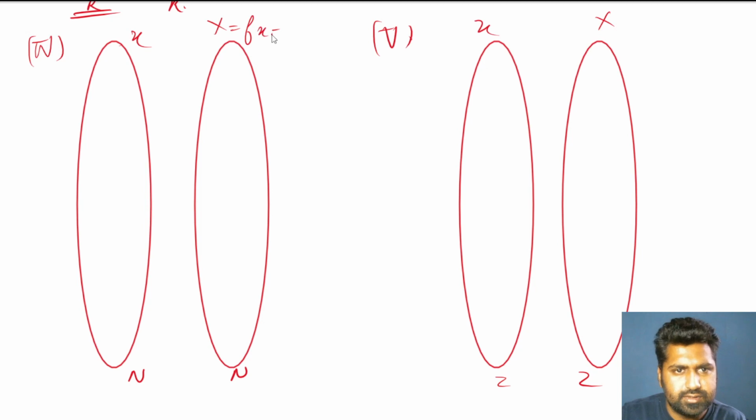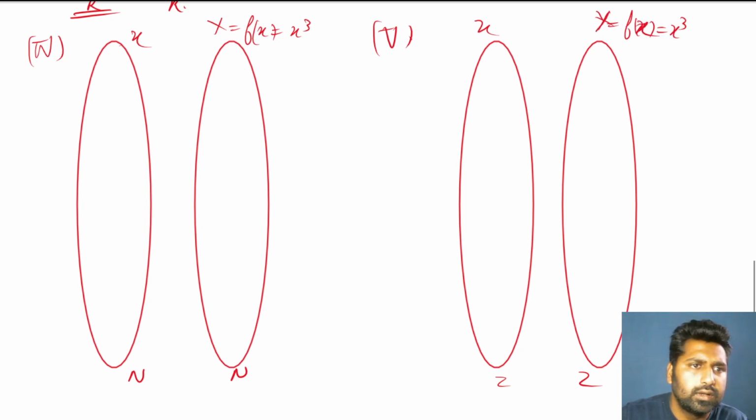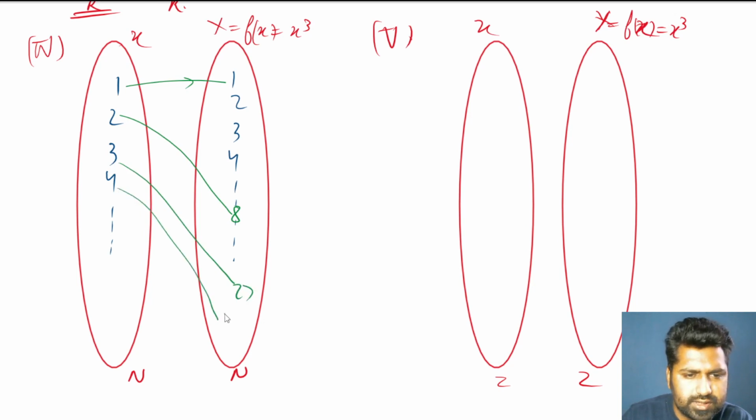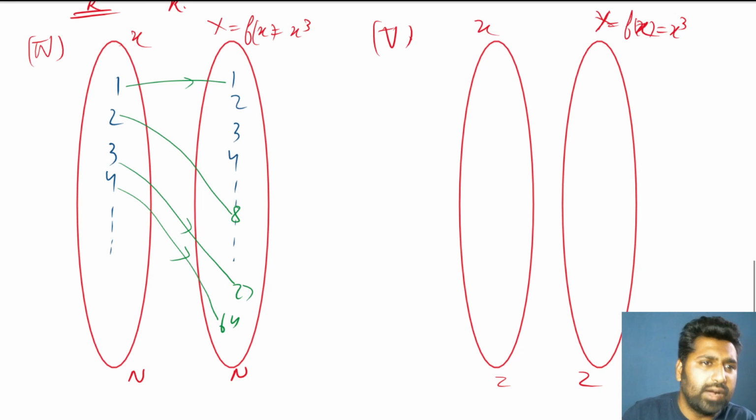y is f(x), which is x cube. Natural numbers, starting again from 1, 2, 3, 4. Here also it is 1, 2, 3, 4. Let's try to relate them. 1 cube is 1, 2 cube will be 8, 3 cube will be 27, 4 cube 64. So you can see again every single value of x has a unique value of y. So definitely one-one.